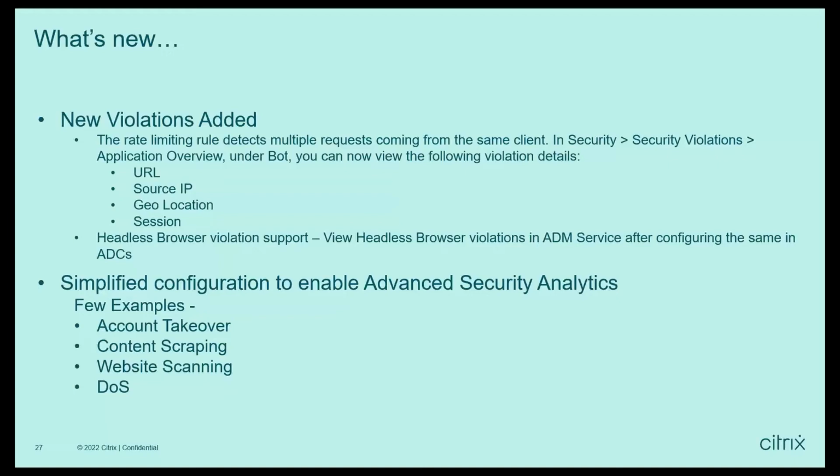Now, before I go ahead, I just wanted to let you know that if you have configured the rate limiting feature as one of the bot management features on your ADCs, you can now view violations based on the URL, source IP, geolocation, and the session, and all of this can be viewed on your ADM service as well. Besides the rate limiting feature, if you have enabled the device fingerprinting feature, you can also enable headless browser detection, which essentially means that if an attacker uses an automation tool such as Selenium, which is capable of opening a browser on its own, and tries to access your applications, we would be able to detect that as well, and the same violations will be reported on your ADM service.